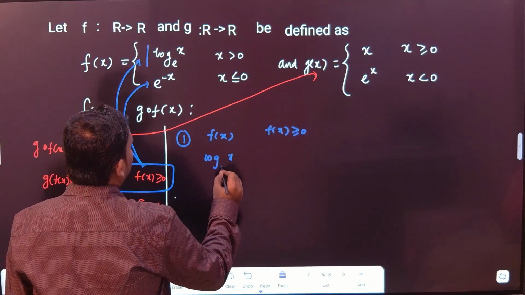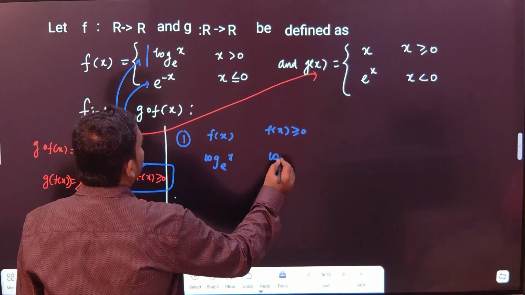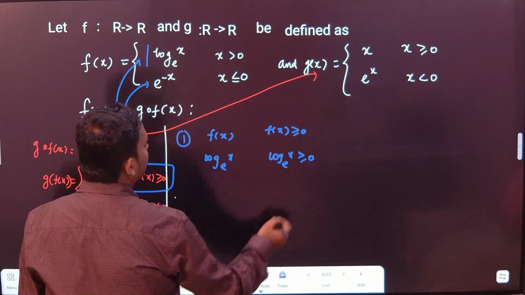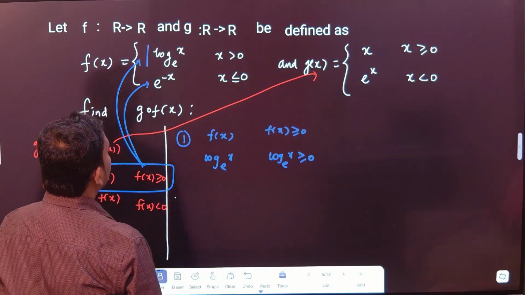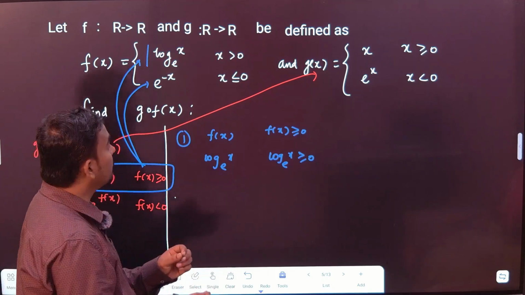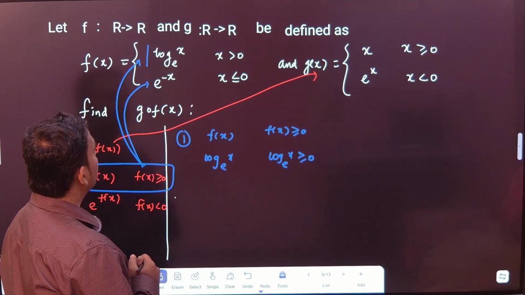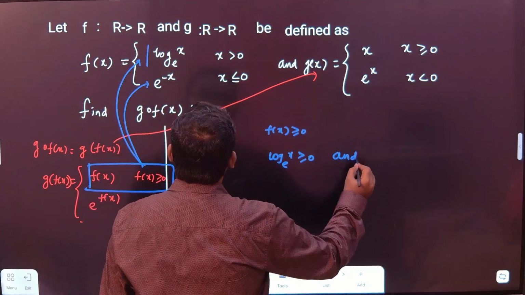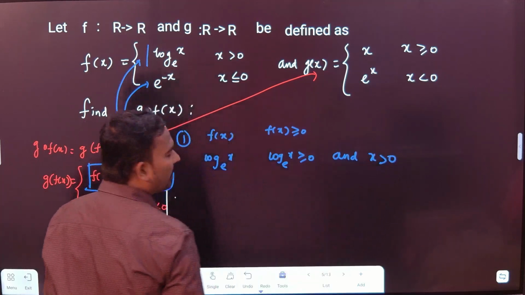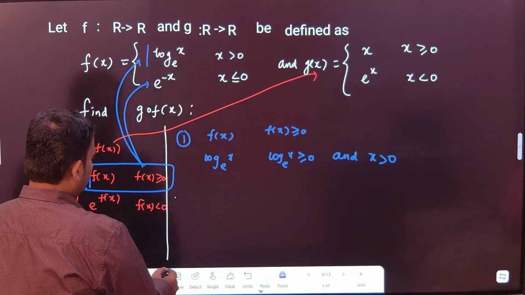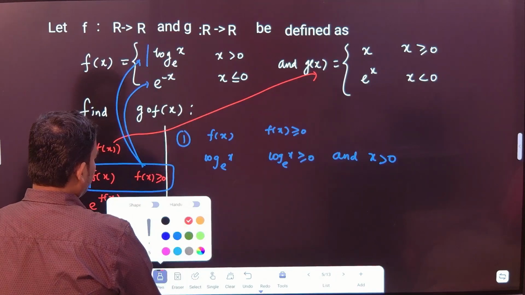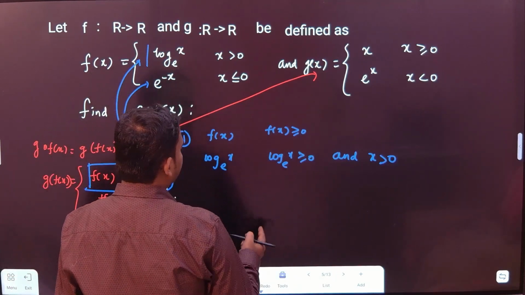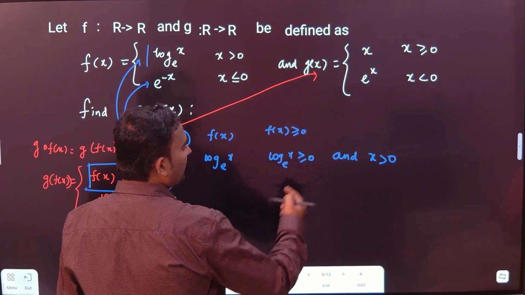Log x base e. Log x base e, right, is greater than or equal to 0, right? When what conditions will log x base e be possible? When x is greater than 0. When x is strictly greater than 0, right? Okay. So now you can see, student, how to find the x value here.